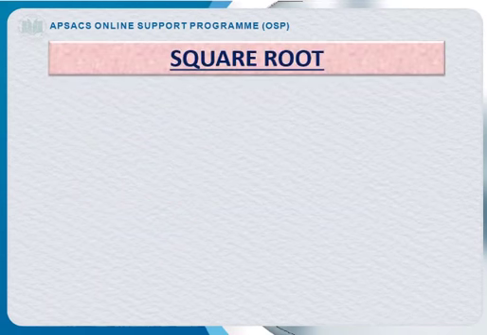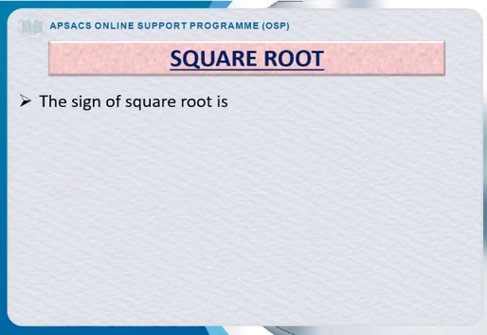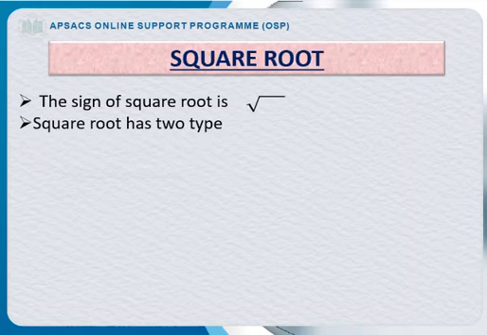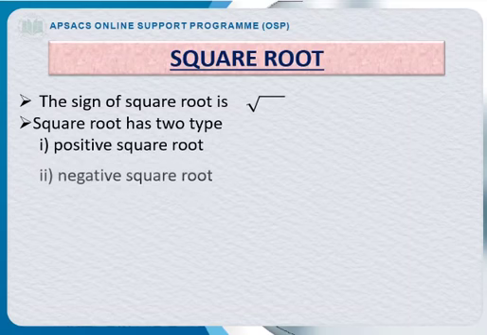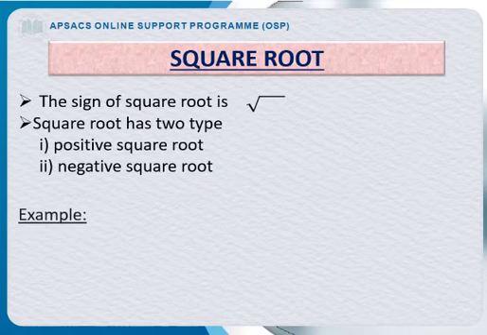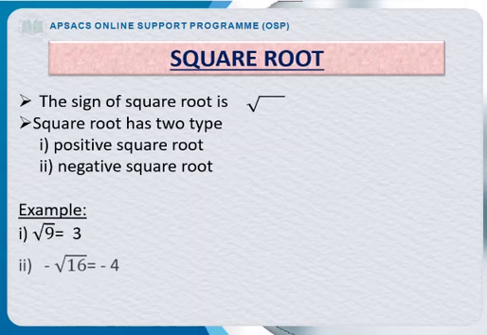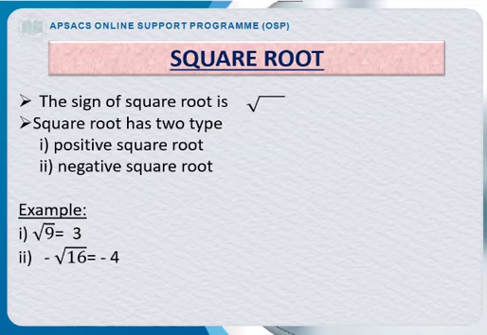Our topic is square root. When we take the root of square, it will become square root and it is denoted by this symbol as you can see on your screen. Square root has two types. First one is positive square root and the second one is negative square root. Let's see this by an example. You have to take square root of 9. It will become simply 3. When you have to take negative square root of 16, it will become negative 4.